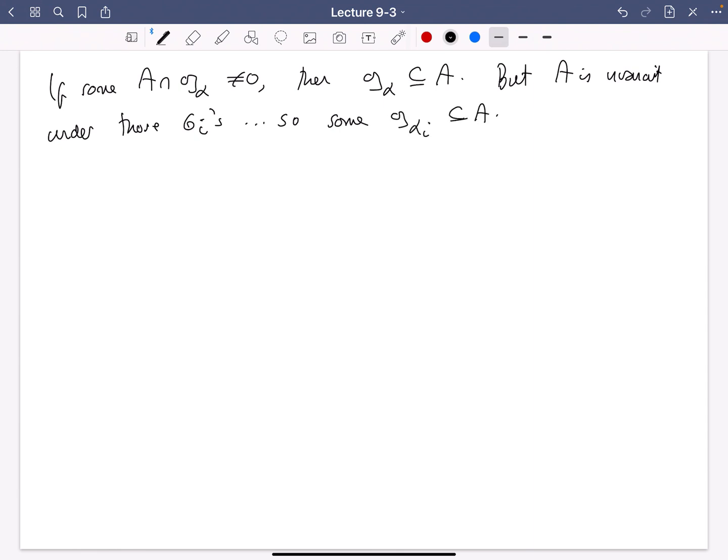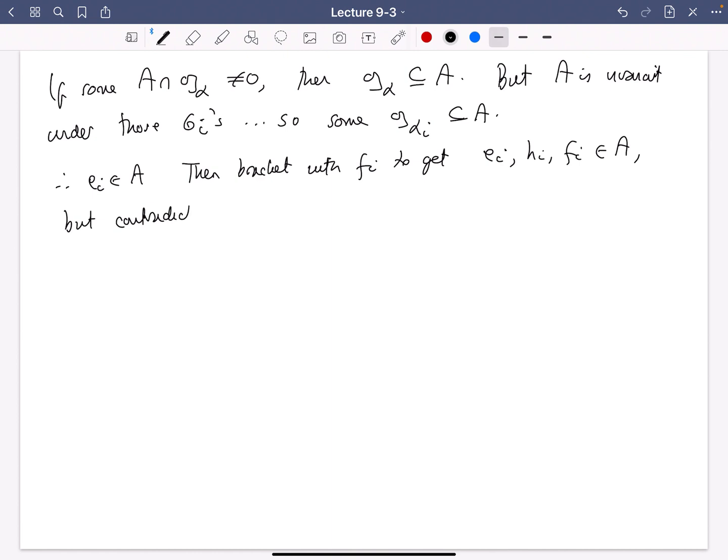So that gives you an e_i in our ideal, but then you bracket with f_i to get that. Once you've got e_i in there, you get h_i, and you bracket again, you get that those are in A. But that contradicts A being abelian, because we know these generate an sl2, which is not abelian.